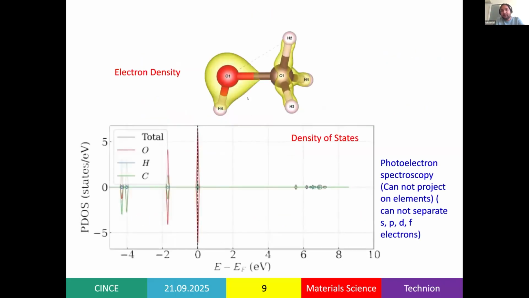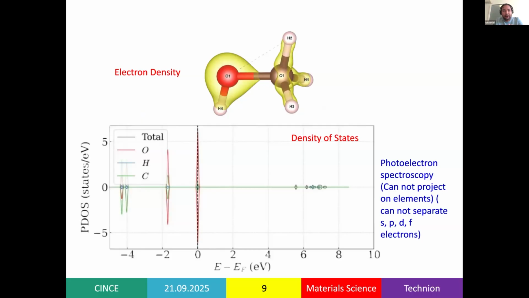See how this electron density looks. This is a small methanol molecule, and we got this density from a DFT calculation. This is the oxygen atom, this is hydrogen, and this is the carbon atom. And this red, yellowish cloud around the oxygen is the electron density.